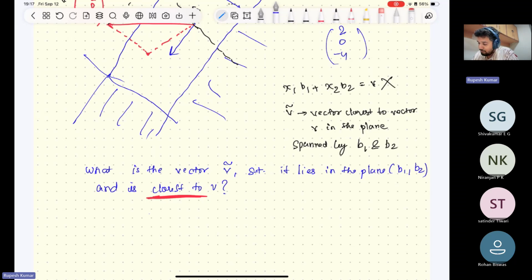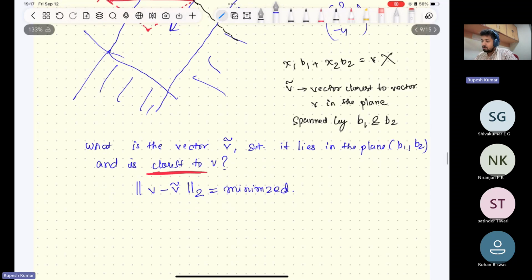That is, let's say we have a vector V minus V tilde. This will be another vector. We want to ensure that the L2 norm of this vector, if we are talking about the Euclidean space, has to be minimized.